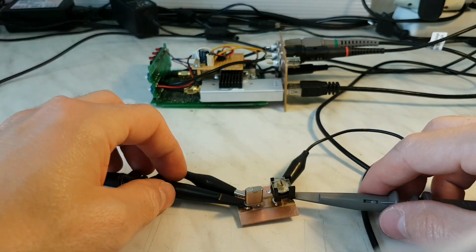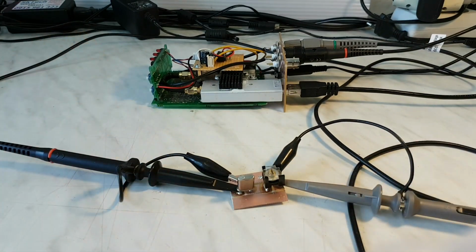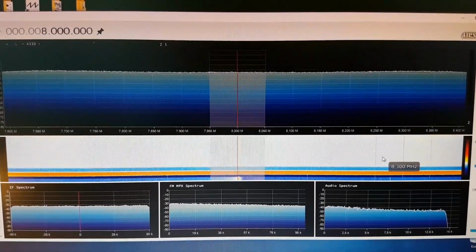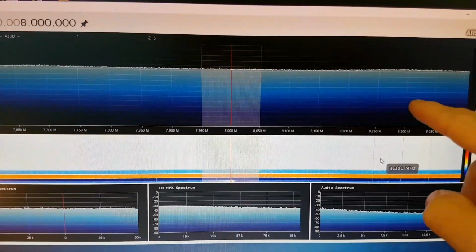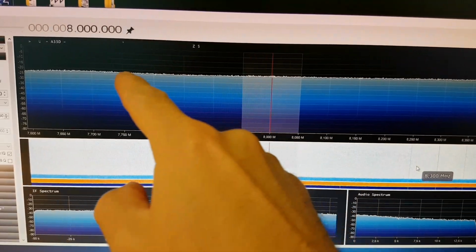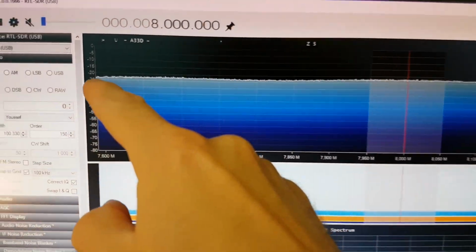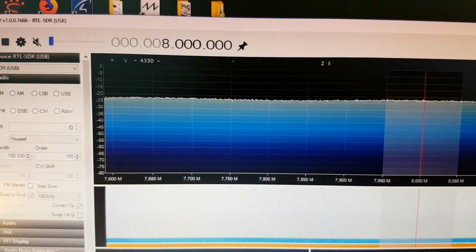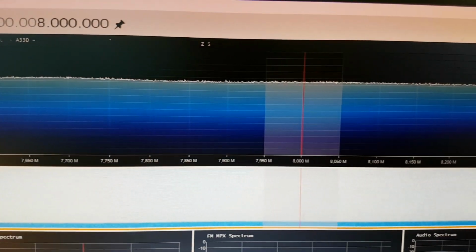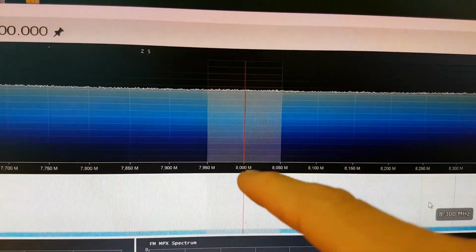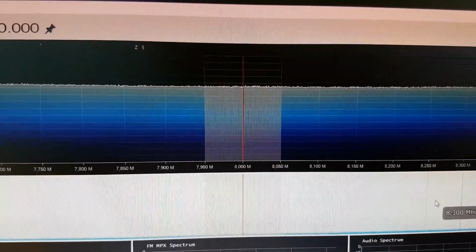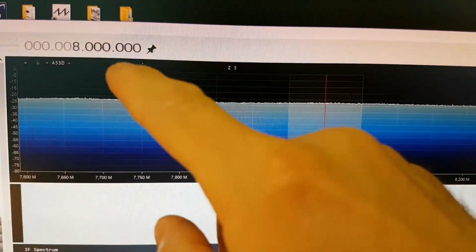So let's look at the screen. So here you can see the wideband noise is at a level of about minus 25 dB, and here in the center is set the 8 megahertz frequency, as you can see up here.